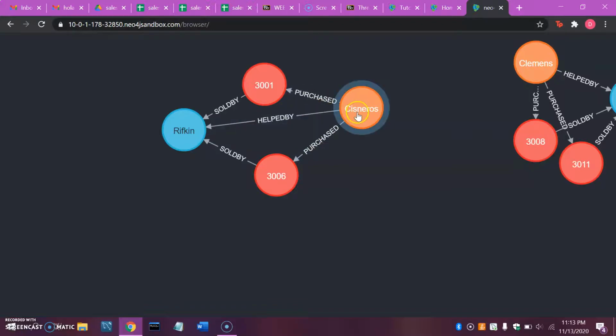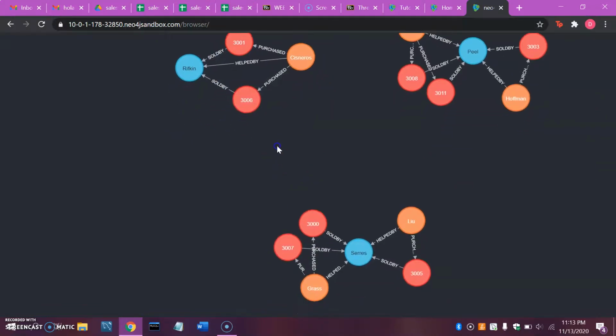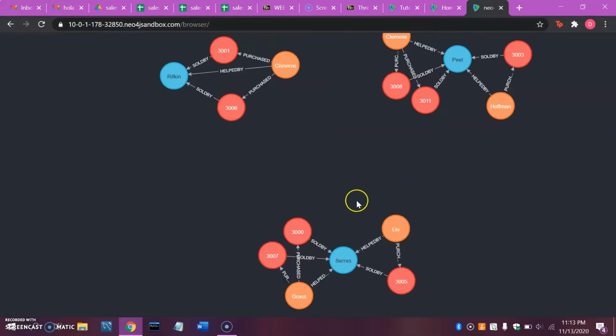And we could see that the relationship between the customer and the salesperson is that this customer was helped by this salesperson, and the relationship between orders and salesperson is that this specific item was sold by this salesperson. This is a medium level node relationship, but there are some more complicated ones over here, like one salesperson and multiple customers, and then multiple orders.